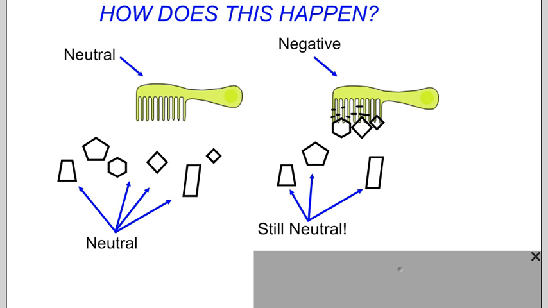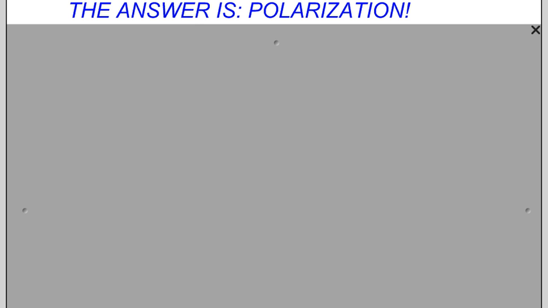So how does this happen? Because it seems as though negative charges should attract positives, but should they attract neutral things? Well, it turns out, yes, there is a mechanism for this. And the answer is polarization. This is not like the polarization that we studied in waves.